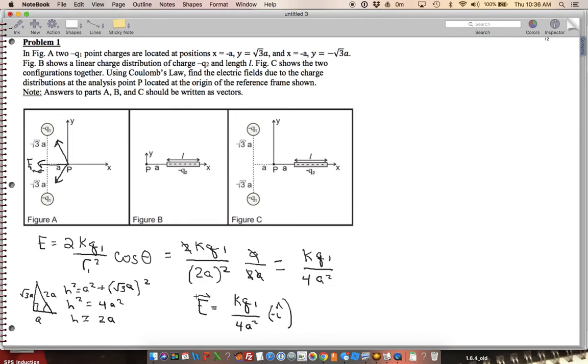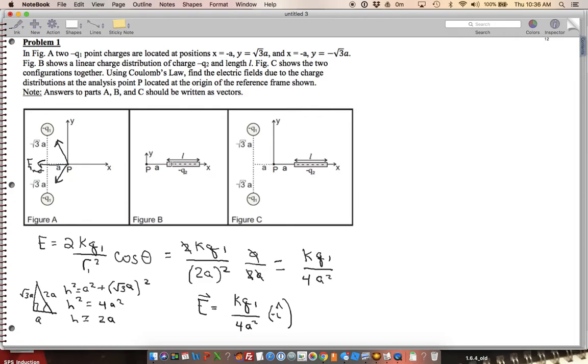That's my vector. Okay, so remember it goes to the left. Do we have everything? We have our 2 for 2 charges. We have our R, which is 2A, so that's 4A squared. And then we have our cosine theta, which is A over 2A. A over 2A, that looks right. Okay, so now we want to consider this piece.